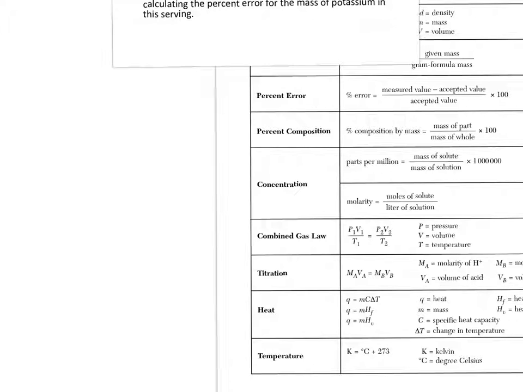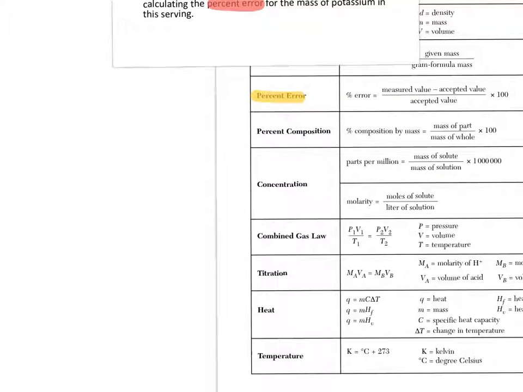In this problem, they want you to show a numerical setup for calculating the percent error for the mass of potassium in this serving. Percent error is on Table T, and this right here is the percent error. We need to know the measured value over the accepted value. The measured value is the amount right here, 172 milligrams. And the accepted value is 170.